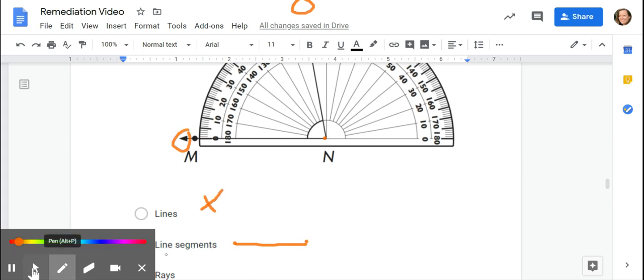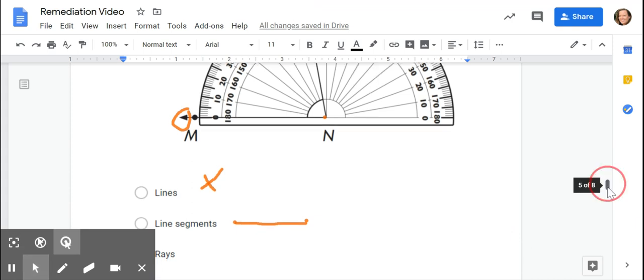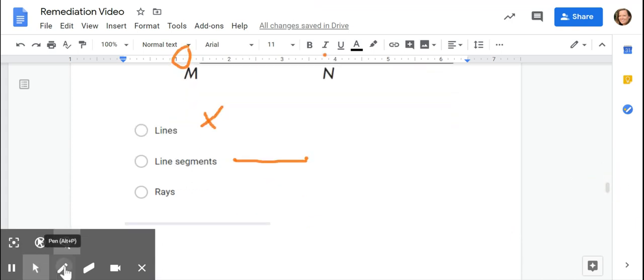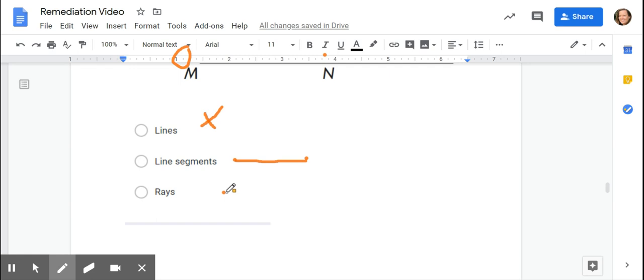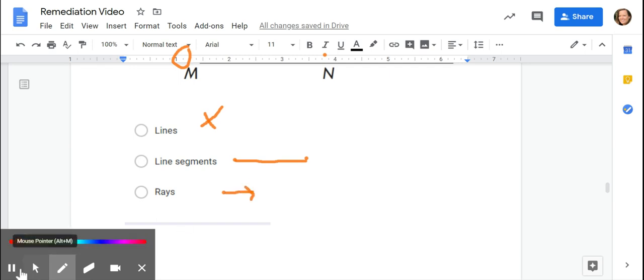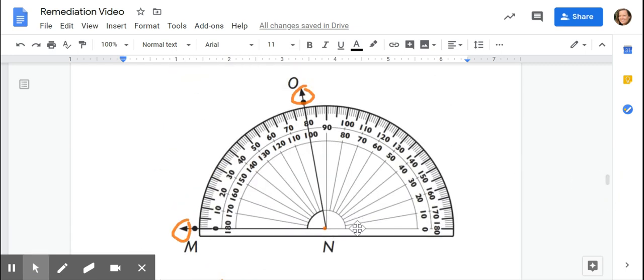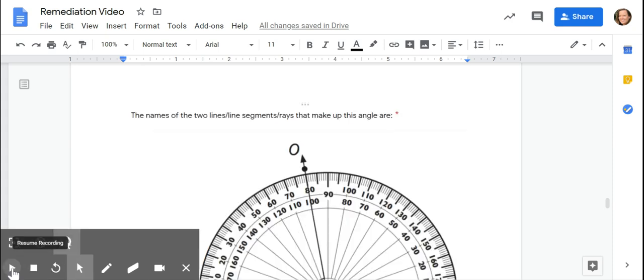And the final option is rays. What do we know about rays? Well, rays have one endpoint, and then on one side, they go on forever and ever in one direction. If we look back up at our angle, we can see that ray NM and ray NO, they're both rays because they have an endpoint at point N, and then they go on forever and ever in one direction. Very good, so it has to be rays.